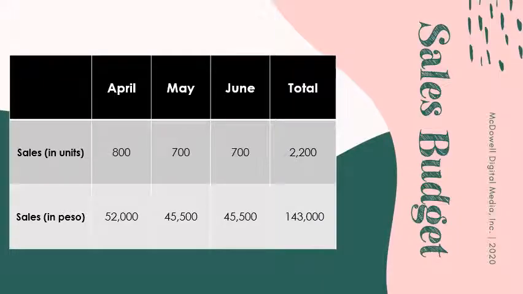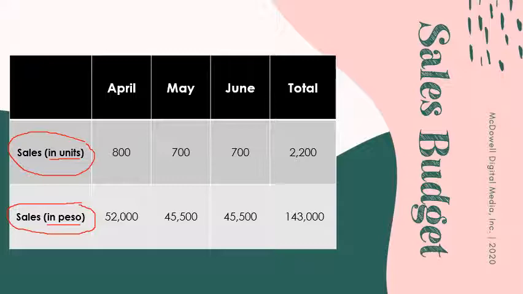Okay. So, example of a sales budget is this one. So, nilagyan ko na siya ng month. Let's say April, May, and June. So, you have 3 months. So, you have here the sales in units. Kung ilang piraso yung gusto nyong o yung na-forecast nyo na maibibenta for the 3 months. And then, sales in peso is kung magkano yung mabibenta nyo. Okay? So, itong sales in units, ito yung gaano kadami yung maibibenta. And then, sales in peso is kung magkano yung kikitain nyo or magkano yung mabibenta nyo. Okay.